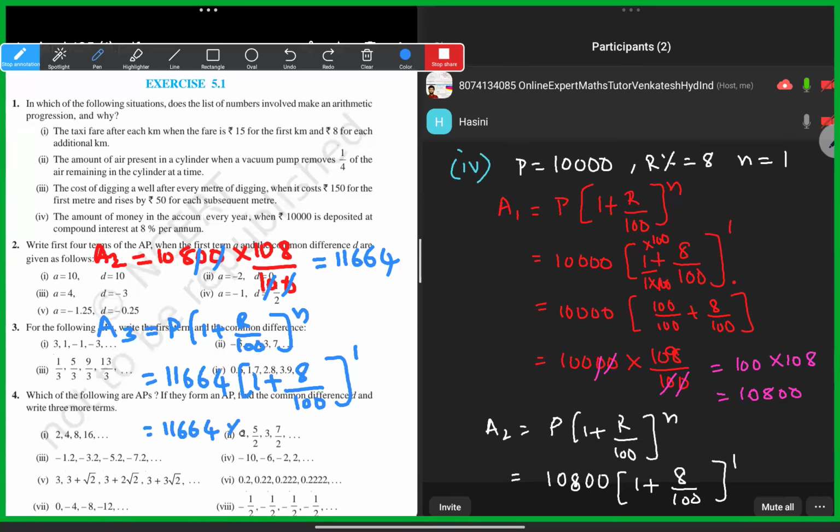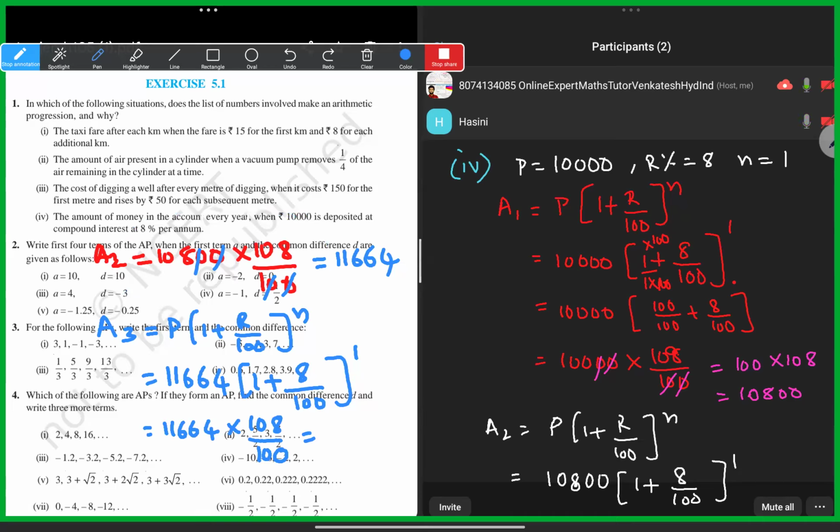So now 11664 into 108 by 100. Again, 1 plus 8 by 100, after doing LCM, you'll get 108 by 100. Any doubt? Here 100 and 11664 will go with the 2 table, but I'm not cancelling, because we can shift the decimal easily when 10 or 100 or 1000 is in the denominator. Before, I cancelled zeros because zeros were there.